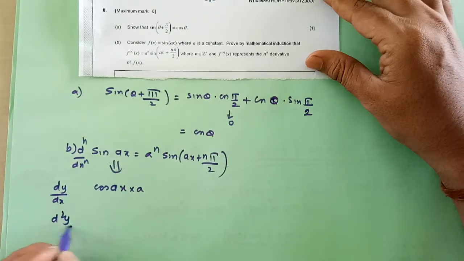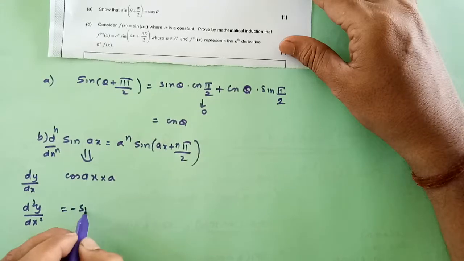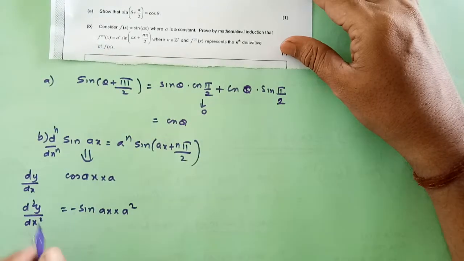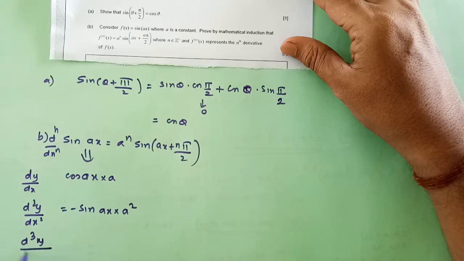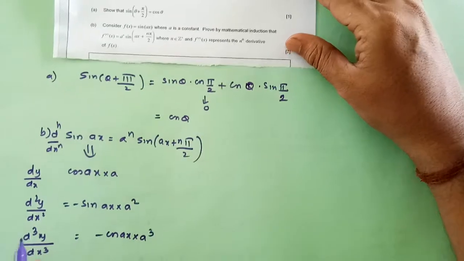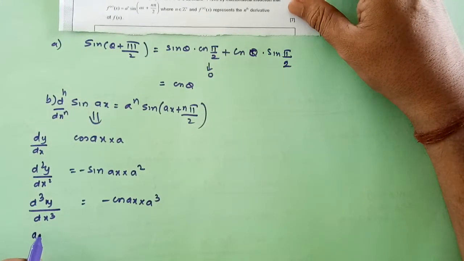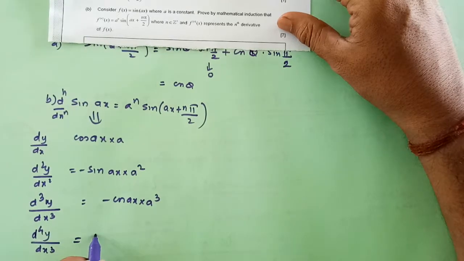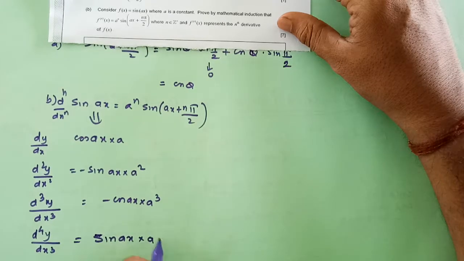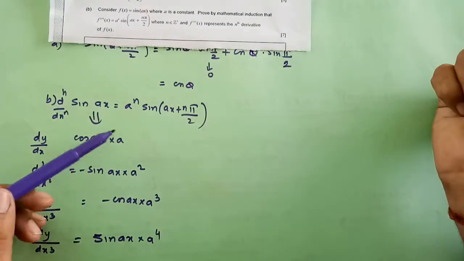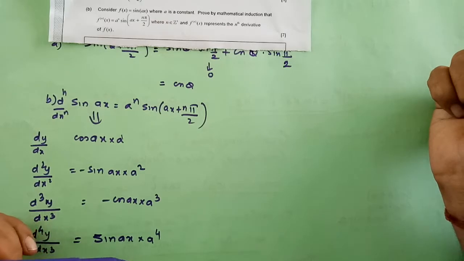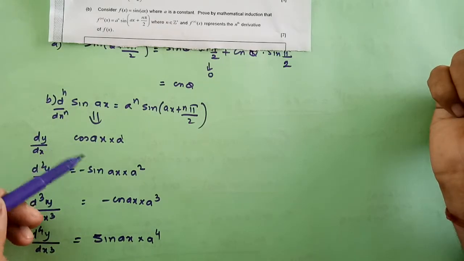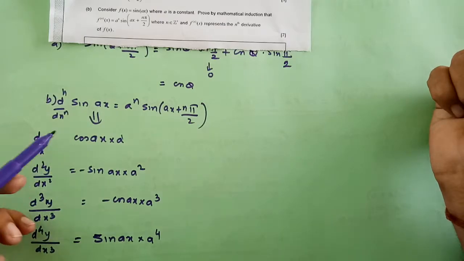Now the second derivative is going to be negative sine ax times a squared. The third derivative is going to be negative cos ax times a cubed, and the fourth derivative, d4y by dx4, is going to be positive sine ax times a raised to 4. So we can see the trend between the a values very clearly, but I still have no idea what's happening to these negative signs. What do we do with that?